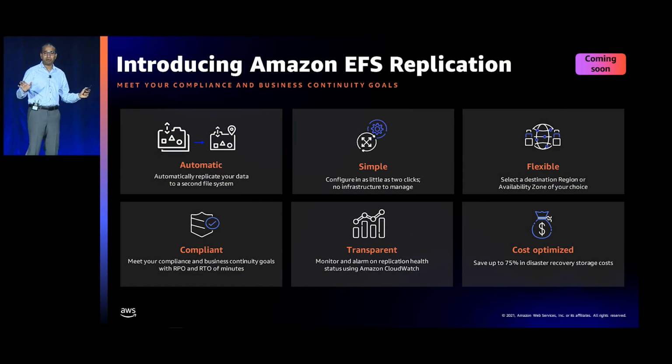So let's dive a little bit deeper into Amazon EFS Replication. Like I said, it's coming soon to your favorite AWS region. Amazon EFS Replication automatically replicates your EFS file system data to a second file system. Just like Amazon EFS itself, Amazon EFS Replication is also very simple to use. Previously, I told you that you can create an Amazon EFS file system in just 2 clicks. Well, guess what? You can also configure your Amazon EFS Replication in as little as 2 clicks. You can select the destination region or availability zone of your choice. EFS Replication provides a lot of flexible replication options, and we're going to talk about what these options are shortly.